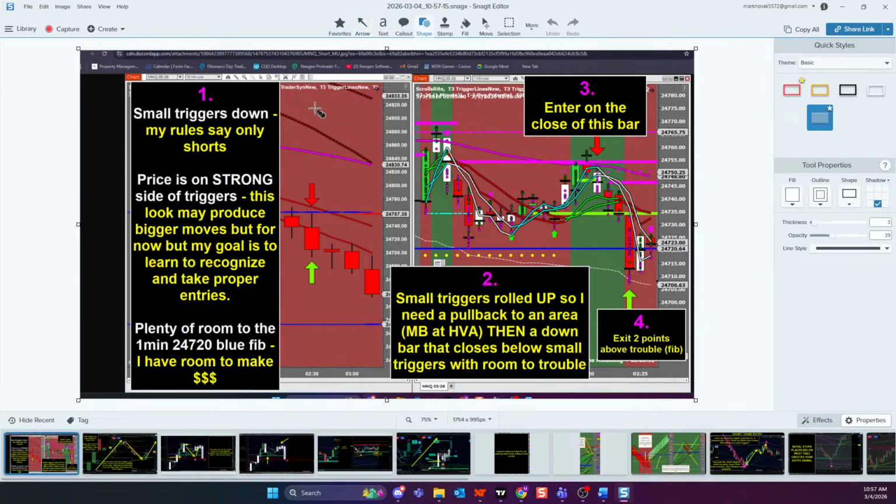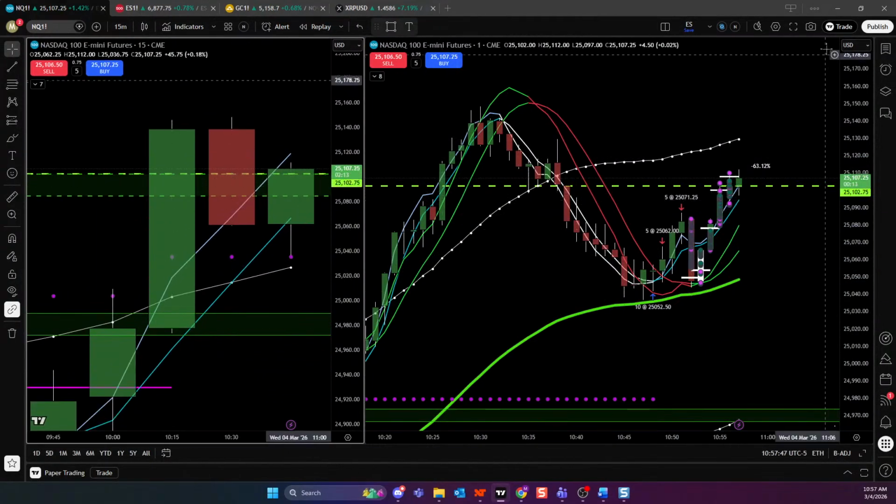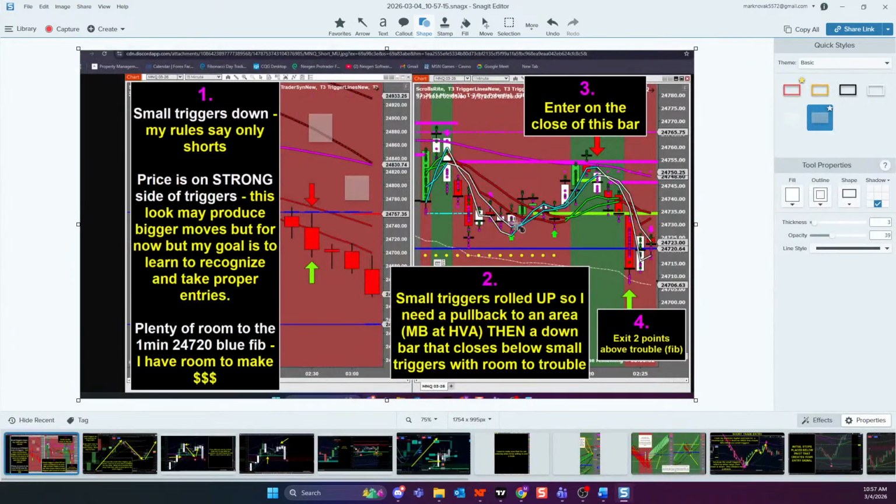So, OG, those large triggers mean nothing for this trend trade. That background color means nothing for that trend trade. And guys, that's why when you look at my charts, they don't have large triggers or background colors. Small triggers roll up. Price pulls back to the midband, closes below, and Don makes a metric ton of money following the most simple basic trend trade ever. Don, it's pretty easy when you keep it that simple, isn't it?